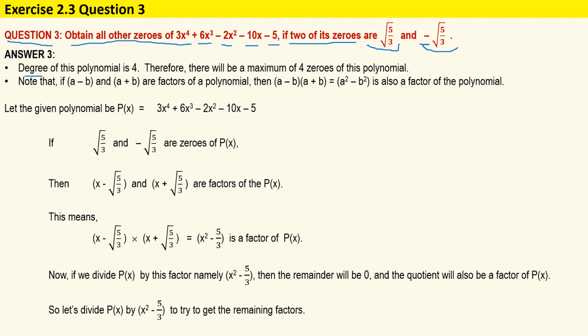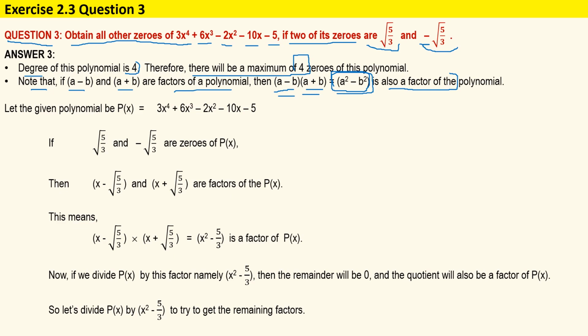We note that the degree of this polynomial is 4. Therefore, the maximum number of zeros that this polynomial can have is 4. Also note that if a minus b and a plus b are factors of a polynomial, then the multiplication of these two factors, that is a minus b and a plus b, will also be a factor of the polynomial. And we know that the multiplication of a minus b and a plus b is equal to a square minus b square. Therefore, we can say that a square minus b square is also a factor of the polynomial.